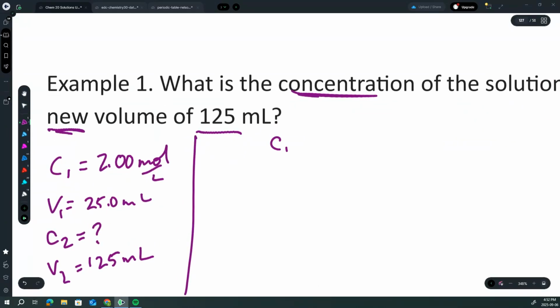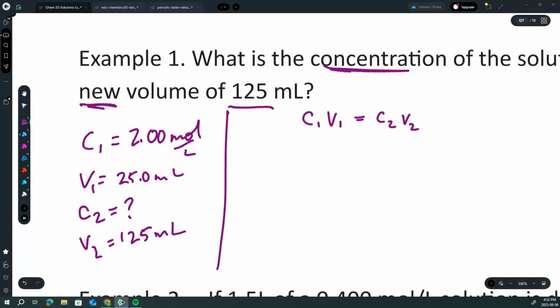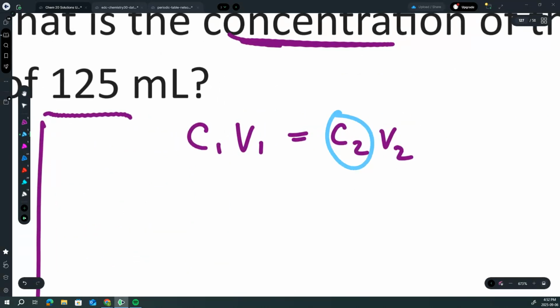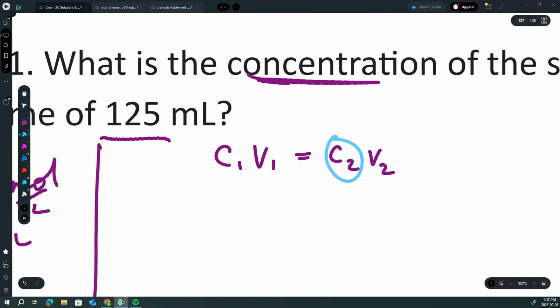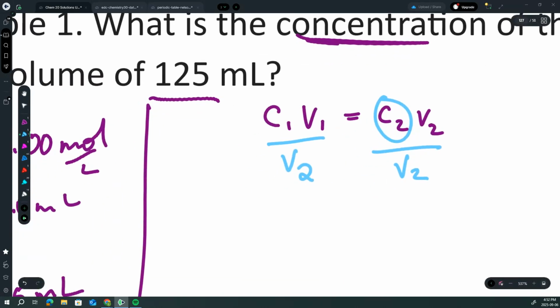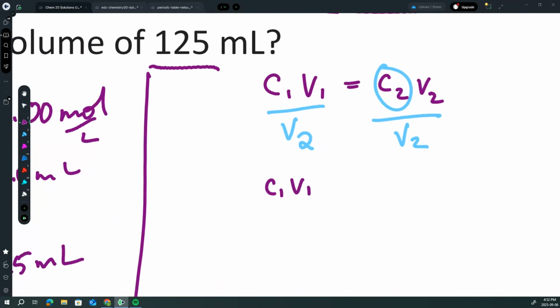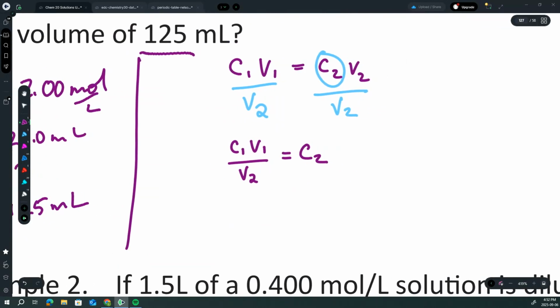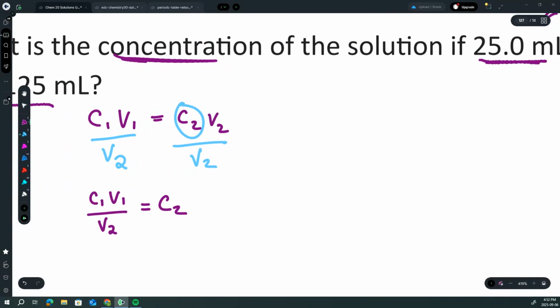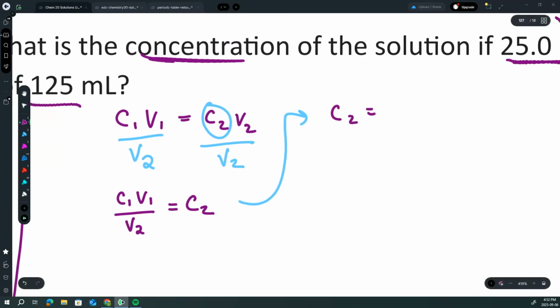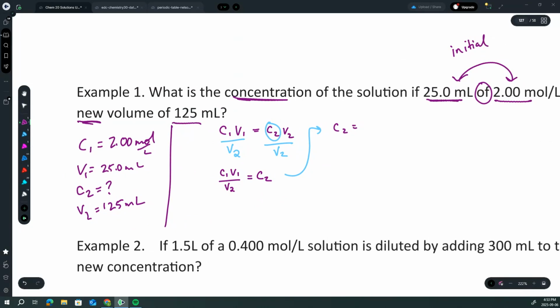Okay, so let's write out our formula. C1V1 is equal to C2V2. And now I'm just going to isolate for C2 because that's what we don't know. So V2 is multiplying C2, so I'm going to do the opposite, which is divide. What I do to one side, I have to do to the other. So then C1V1 divided by V2 is going to be equal to C2. Okay, so that's how we're going to find our new concentration. And I'm just going to flip this equation around so that my unknown is on the left-hand side.